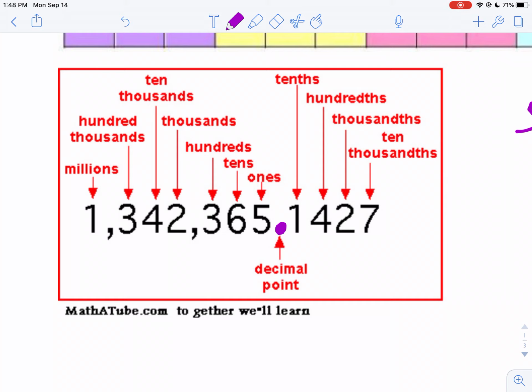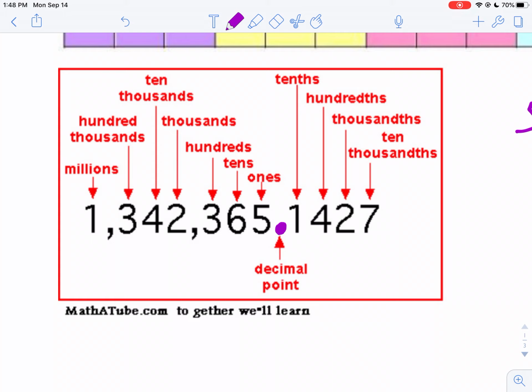1,342,365.1427. Okay, so this is a big number, and every number that is there has a place value. It has a house that it belongs to. Okay, so you have the 7 here, which belongs to the 10,000ths. Okay, the 2 that belongs to the thousandths place. This 4 that belongs to the hundredths place, and this one that belongs to the tenths place.